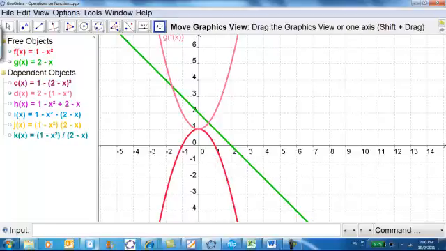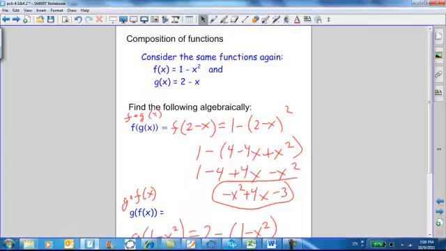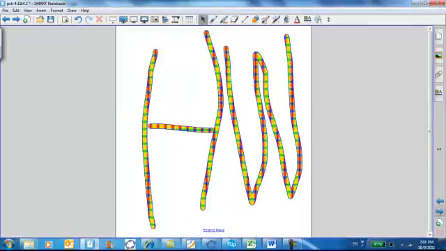Okay. That's composition of functions. And we're all set.